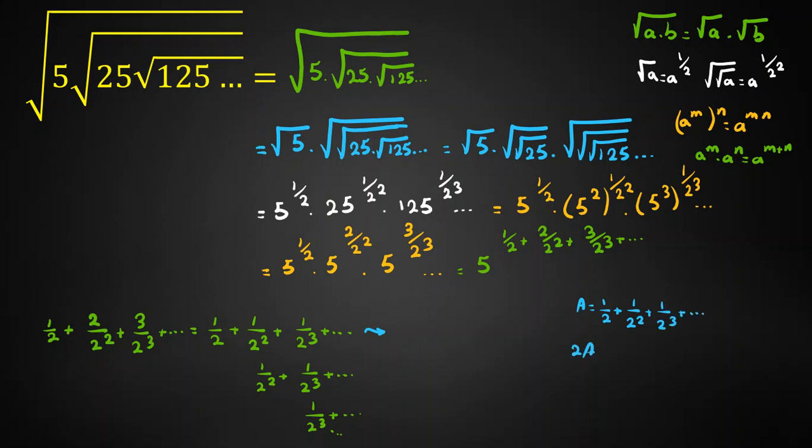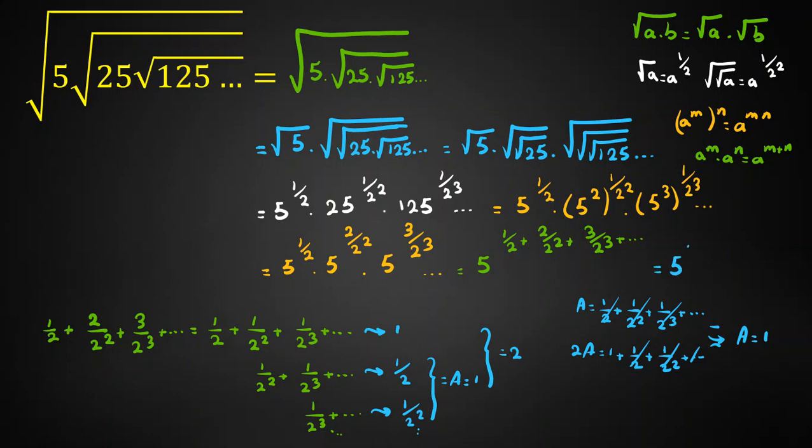If we multiply a by 2, it will be 2a equals 1 plus 1 over 2 plus 1 over 2 squared. If we subtract, all these terms will be cancelled. So 2a minus a is 1. The first row is 1, the next row is 1 over 2, the third row is 1 over 2 squared, and so on. This part again equals a, which equals 1, and this part equals 2. So it will be 5 to the 2, which equals 25. So the answer of this problem is 25.